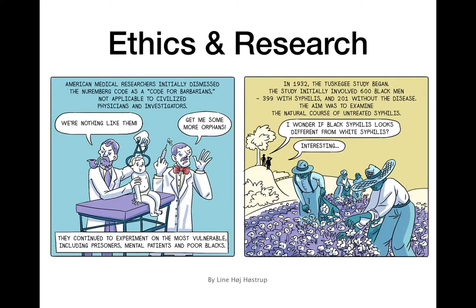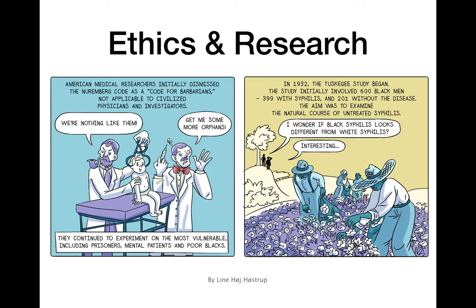But American researchers ignored this almost right away. The code was more for barbarians, it wasn't for them. They were above that, they didn't act that way, they weren't Nazis. So it's not applicable to them because they were civilized people. But they still did a lot of experiments on really vulnerable populations, including prisoners, mental patients, and poor Black people, who are very often used as subjects in studies.